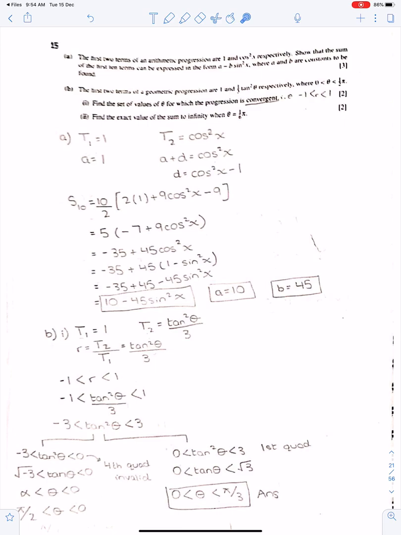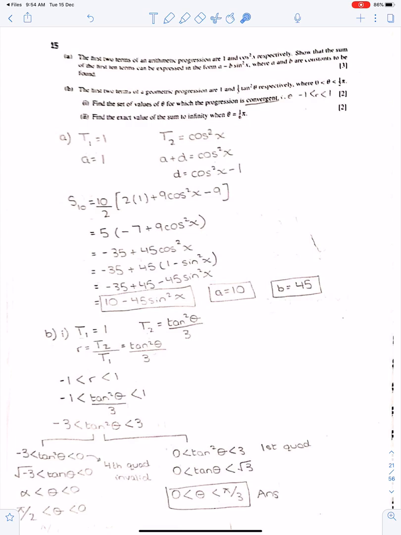We need to express our answer in terms of sine, so we need to express cos square in terms of sine square by writing cos square x as 1 minus sine square x. So here is the answer, and the values of a and b are: a is 10 and b is 45.